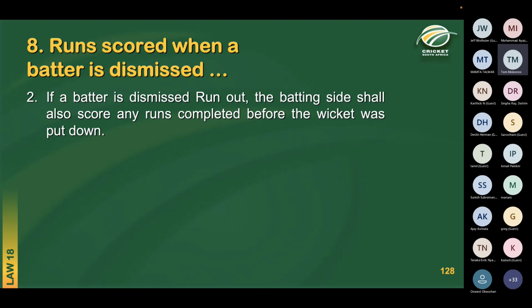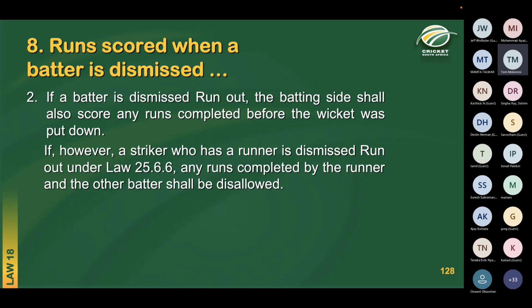If a batter is dismissed run out, the batting side shall also score any runs completed before the wicket was put down. So if a batter is run out attempting to complete a third run, then the 2 runs that were completed before the run out was executed will be added to the batting side's score. If, however, a striker who has a runner is dismissed, any runs completed by the runner and the other batter shall be disallowed. You might be surprised that we mention runners in this day and age where you don't see runners in international cricket and most domestic cricket.